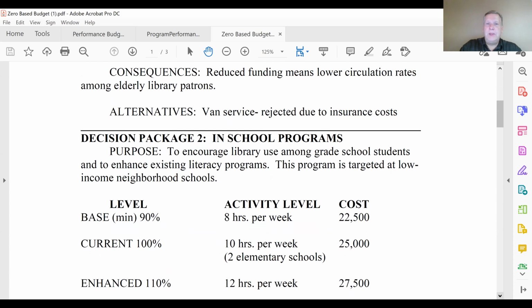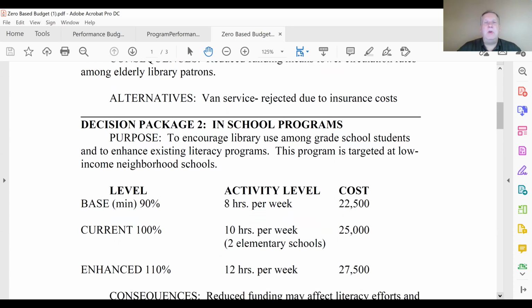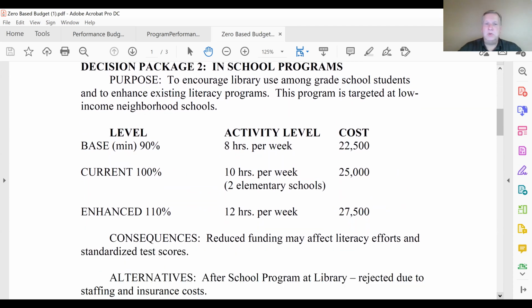Decision package 2: in-school programs to encourage library use among grade school students and to enhance existing literacy programs, targeted at low-income neighborhood schools. Same type of idea here. Here's your current level: 10 hours per week, serving 2 elementary schools, $25,000 in costs. We could reduce that by 10%, which means we'll lose 2 hours per week, but we'll save $2,500. Or we can enhance it and spend 10% more, increasing our hours up to 12 hours per week, but it will increase our cost by $2,500 up to $27,500.